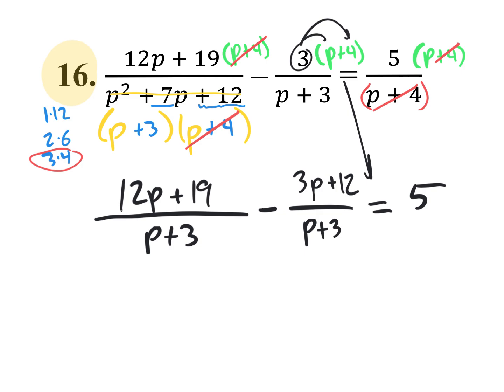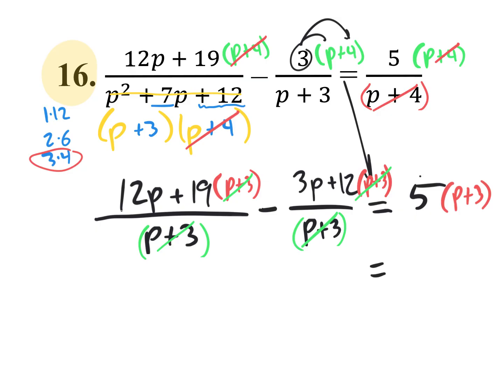And now it's really easy because all you could do is multiply everything by p plus 3 and you're good to go. So let's multiply by p plus 3, multiply by p plus 3, multiply by p plus 3. So right here, p plus 3's cancel. Right here, p plus 3's cancel. And over here, it doesn't cancel. You have to distribute. So you have your equal sign. 5 times p is 5p. 5 times 3 is 15.